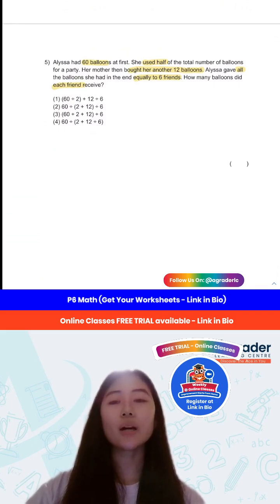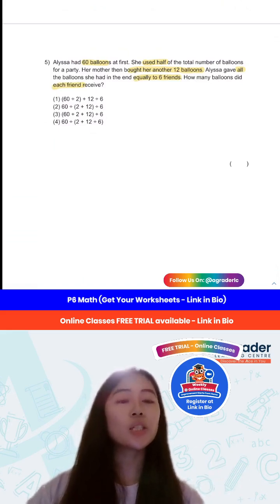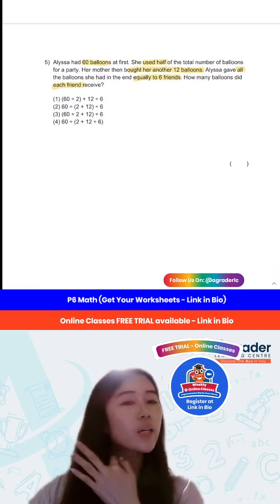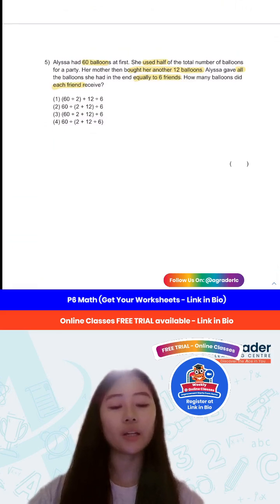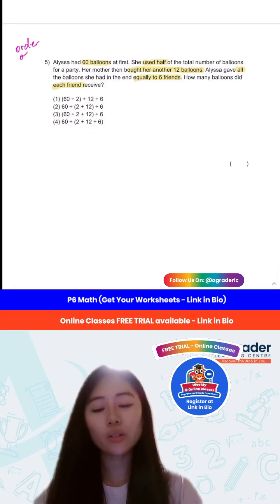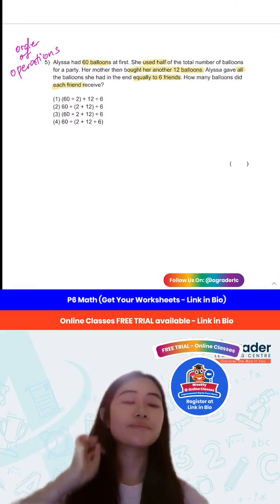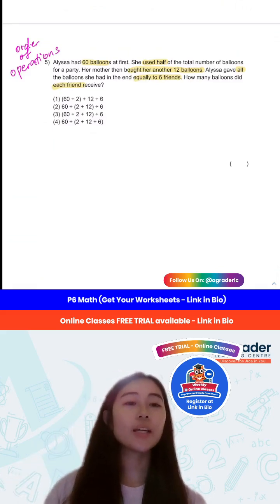Okay, let me know your answers. By the way, for this question, you don't actually need to calculate the number of balloons. You just need to choose the correct sequence. This question is actually testing you on order of operations, which is the first topic that you learn in P5. I'll write here for you, this is order of operations. Give you all 1 more minute to send your answers in the chat.